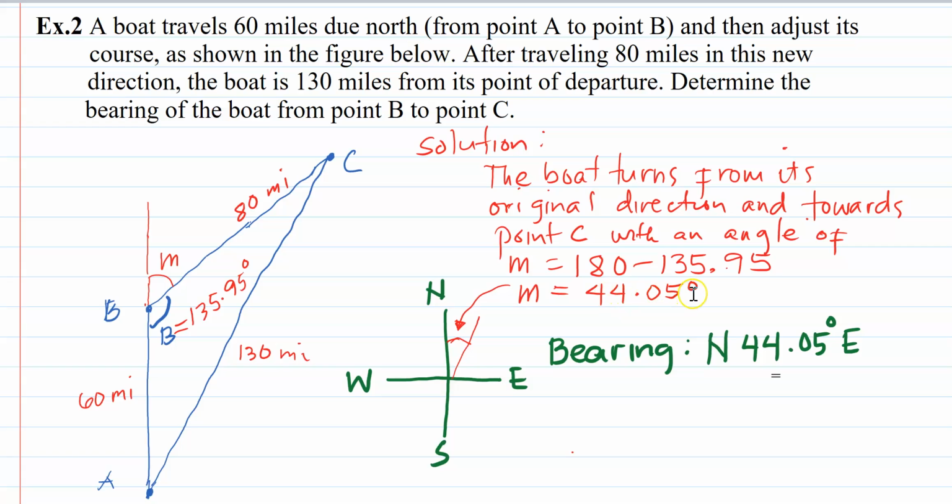So M is equal to 44.05 degrees. So if we look at the directions where this point is going to north and this point below is going to south, and this direction going to the left is the west and going to the right side is east, so the bearing angle is north 44.05 degrees east. So that will be represented by this symbol N, 44.05 degrees east.